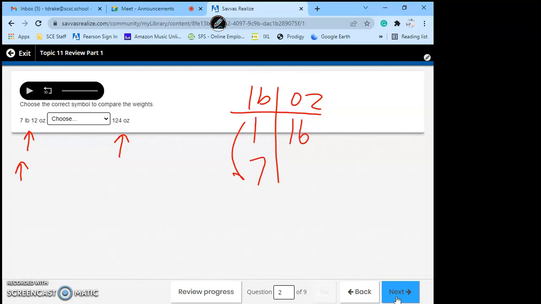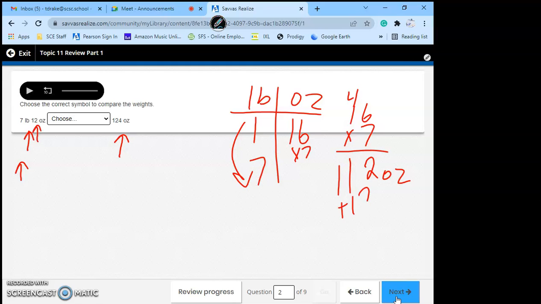I have 7 pounds. How do I get from 1 to 7? Times 7. 16 times 7. 7 times 6 is 42. Regroup my 4. 7 times 1 is 7 plus 4 is 11. So I have 112 ounces, but I still have an extra 12 over here. So I need to add 12 to this, and I get 124 ounces.